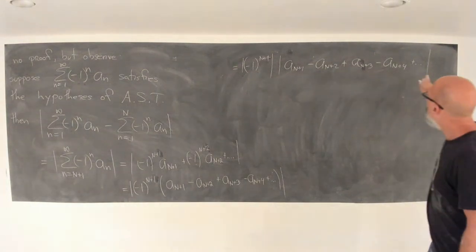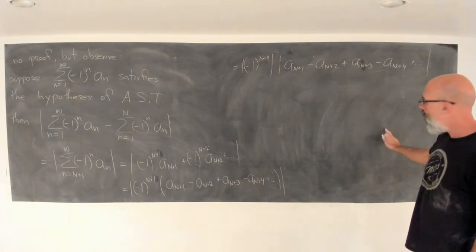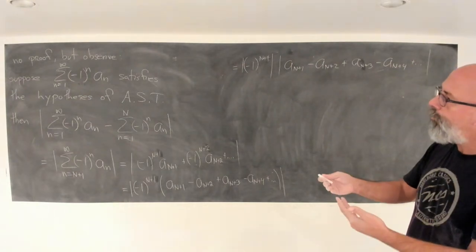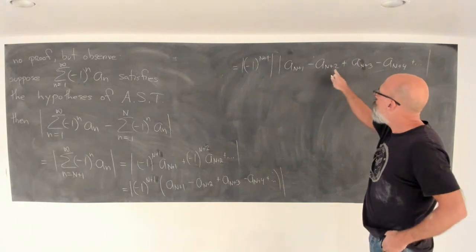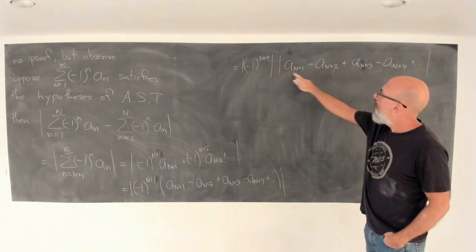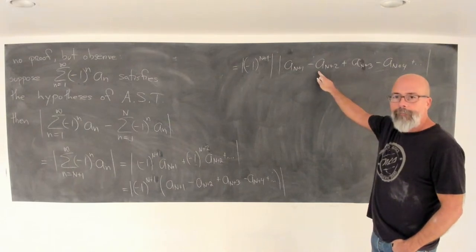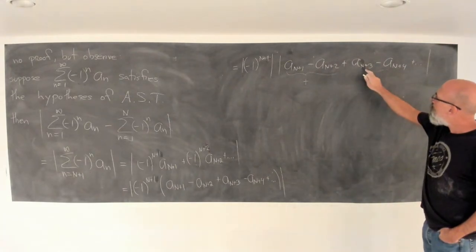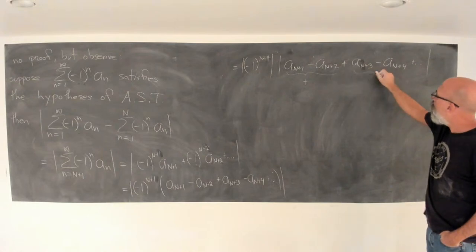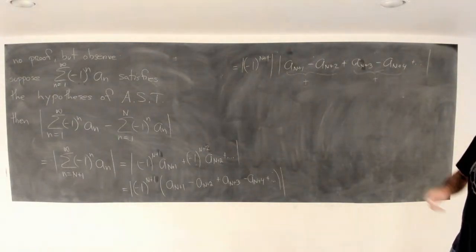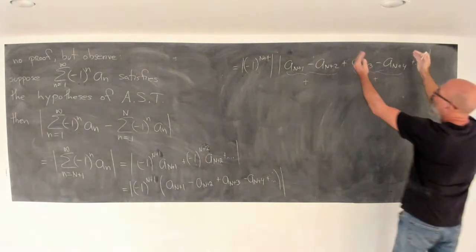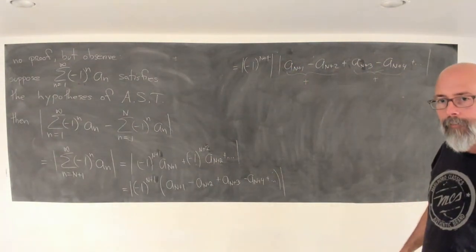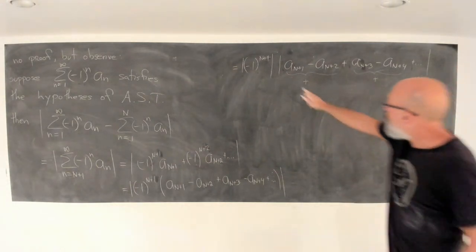What about this? What is the absolute value of that? Well, I've rubbed it off now, but in the hypotheses of the alternating series test, we assumed the a_n's were decreasing. So this is going to be bigger than that, and so this difference is positive. This is going to be bigger than that, so this difference is positive as well. And you're adding, right? If you group it properly, you're adding a bunch of positive numbers. So it has to be positive, so I don't need the absolute value.